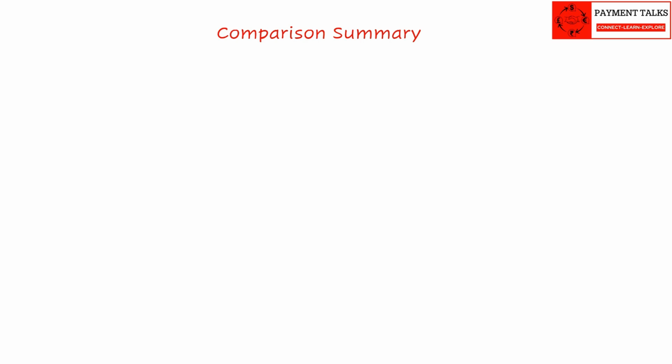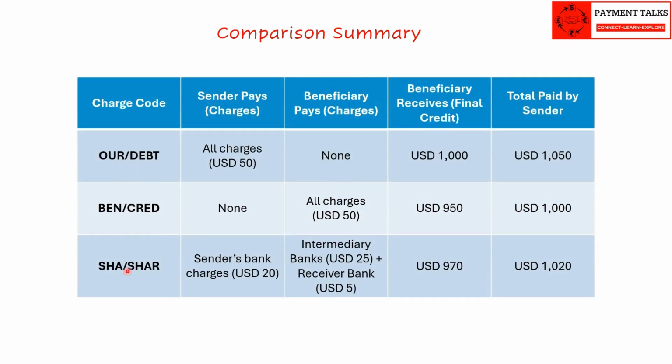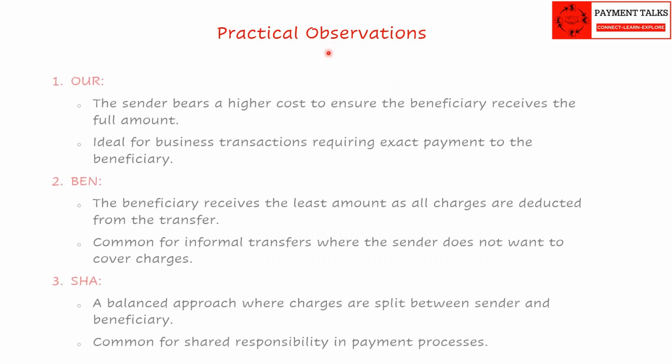Here is a comparison summary of the processing between the three charge codes. The difference in the total amount paid by sender and the amount received by the beneficiary is always equal to 50 USD, which is the cumulative charges of the banks that process the payment. The difference here would be who bears these charges. In OUR, the sender bears completely, and in BEN, the beneficiary bears completely. In SHA, the sender bears only sender bank's charges, and the rest of the intermediary and receiver bank charges are borne by the beneficiary.